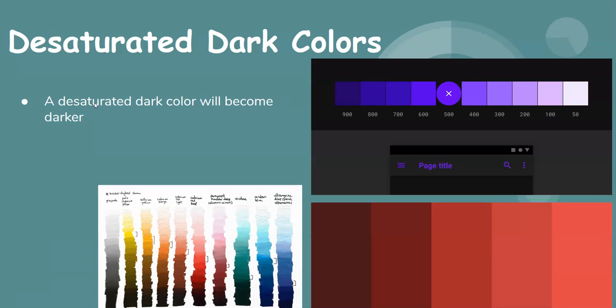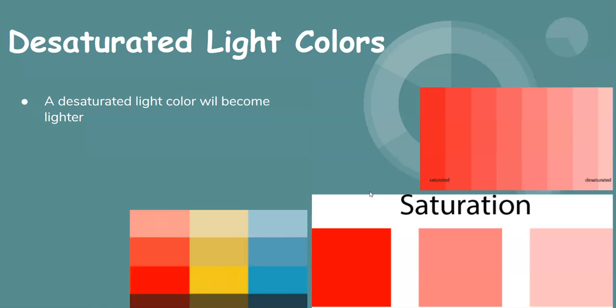And here we have some desaturated dark colors. A desaturated dark color will become darker. Like right here, as you go down, each color will eventually become so dark that it'll just become black, pretty much. Same here and here. It's really dark. For a desaturated light color, it will become lighter. It's kind of the opposite here. Going to the right of the scale, the red color will become much lighter until it will eventually become pretty much white. Same here and here. Each color will eventually become white pretty much if you keep going.